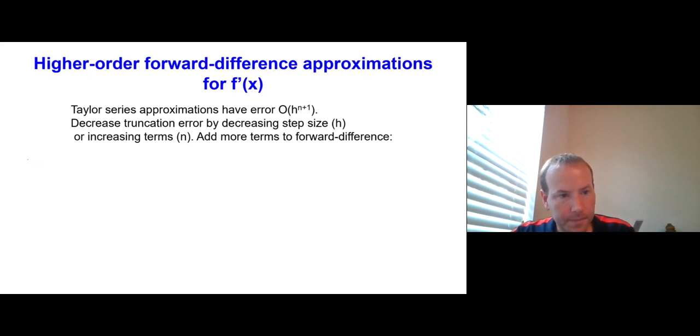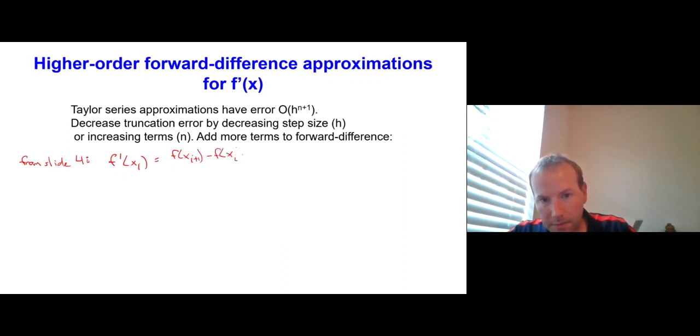So from slide 4, we knew that f prime of xi equals, this was just our forward divided difference approximation, was that f prime was given by this difference, and we didn't always write it out, but the higher order term that's left from this is f double prime of xi times h divided by 2, and then plus on the order of h squared.